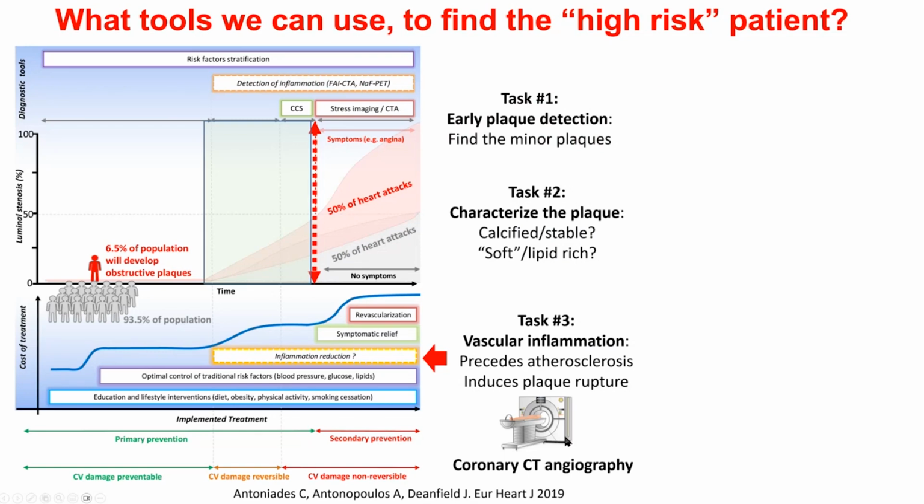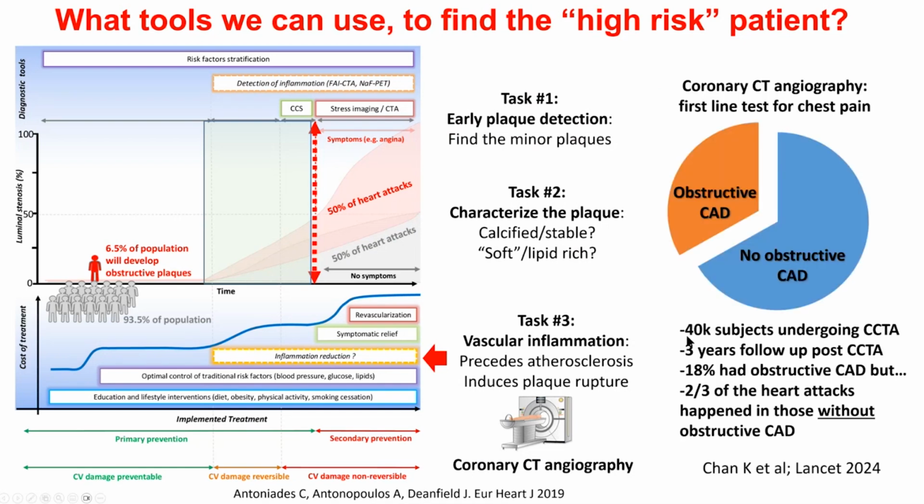Coronary CT angiography is probably the golden bullet that can give us all of this information. Indeed, it is now the first-line investigation for patients with chest pain. In a recent study of 40,000 patients, the ORFAN study, followed up for 3 years after a coronary CT angiogram, we have seen that only 18% of these people had obstructive disease, but two-thirds of the heart attacks happen among those without obstructive coronary artery disease, which means that if we focus on those with obstruction, we miss most of the cases that will eventually give the heart attacks.